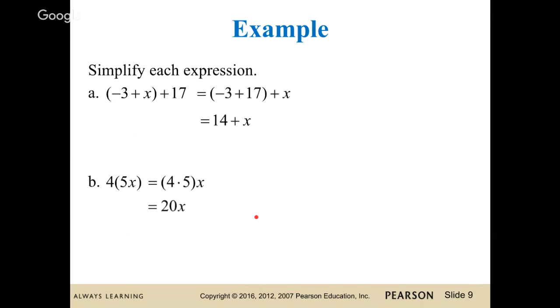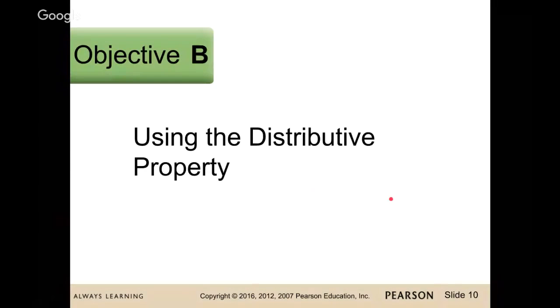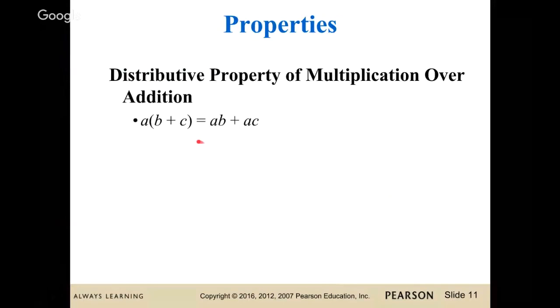All right, the distributive property. What the distributive property says is that you distribute whatever is on the outside of the parentheses to each thing on the inside. So a times the quantity b plus c is the same as saying ab plus ac. You're taking this a, which is on the outside, and distributing it to each of the individual things inside the parentheses.